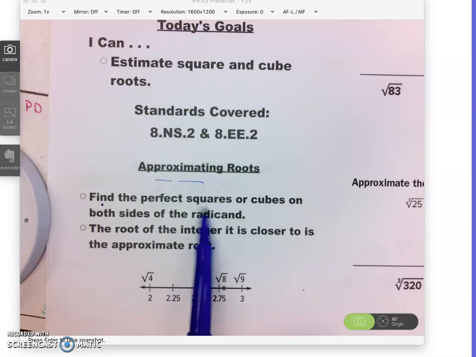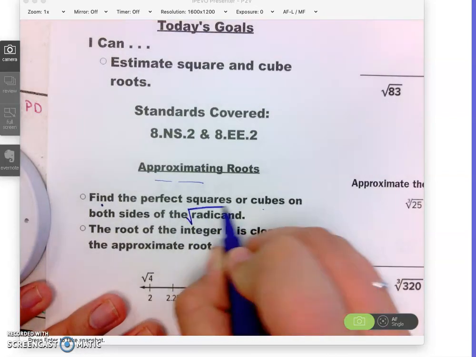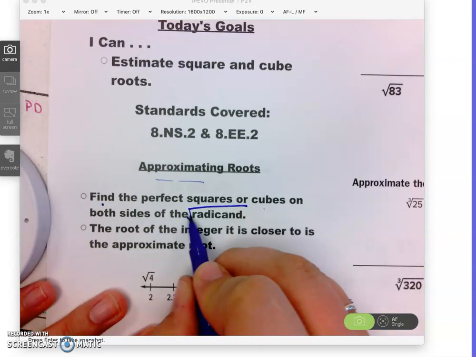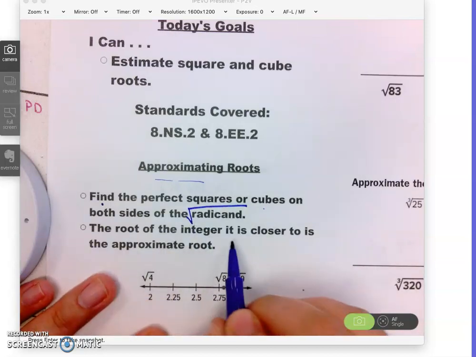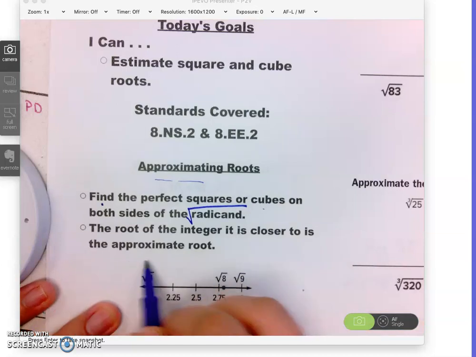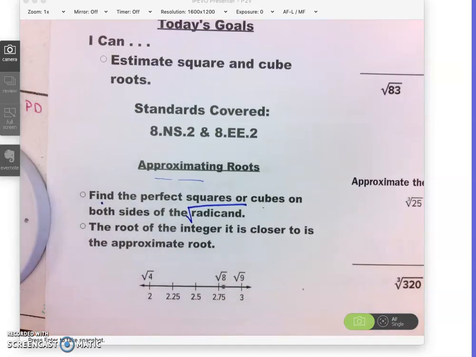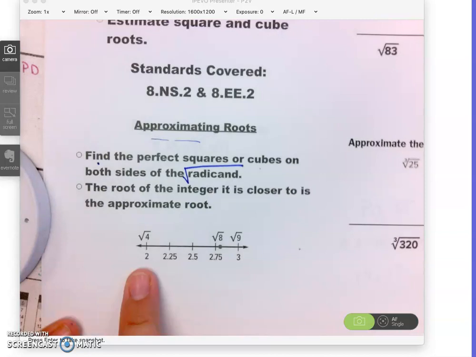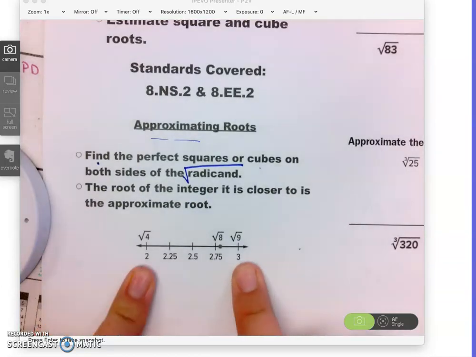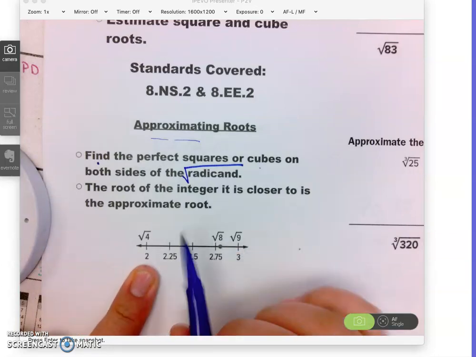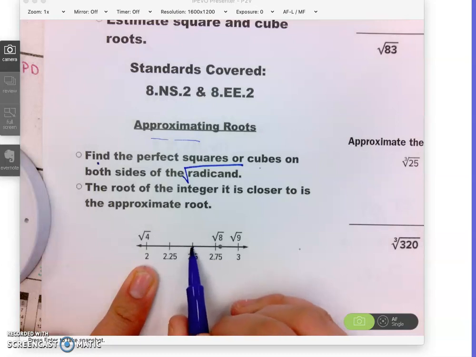First, find the perfect squares or the cubes on both sides of the radicand. Remember that the radicand is that number that's inside of that radical symbol. The root of the integer it is closer to is the approximate root. So what that means is, if I have a number line here, my numbers are 2, 2.25, 2.5, 2.75, 3. So remember, these are whole numbers, 2 and 3, and 2.5 is right in the middle.